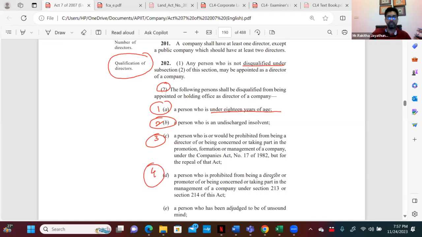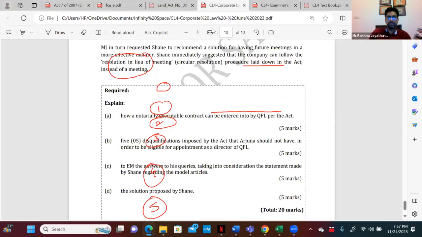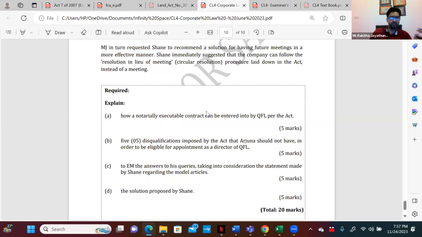A person who is prohibited from being a director or promoter or being concerned or taking part in the management of the company, write it. A person who has been adjudged to be of unsound mind. A crazy person cannot be a director of the company. So there are 5, and here they have asked you to reproduce them. So don't waste time explaining these disqualifications. You just write them down.